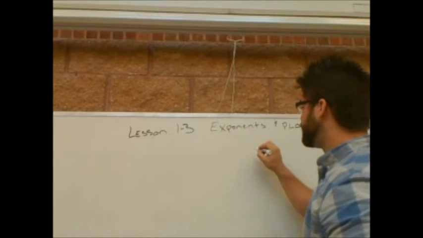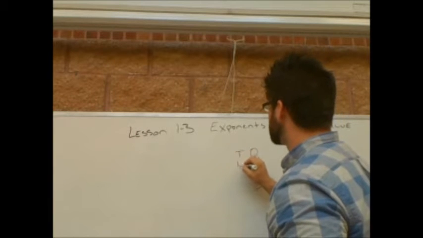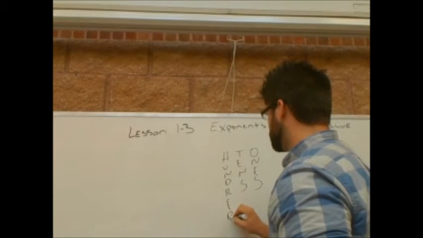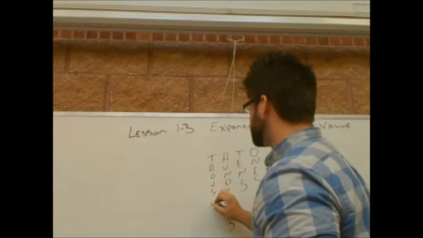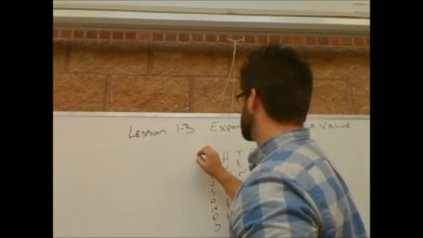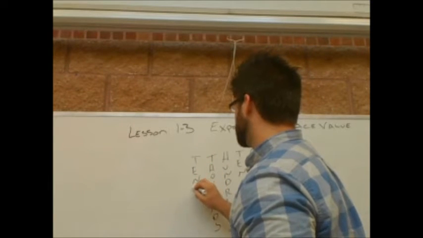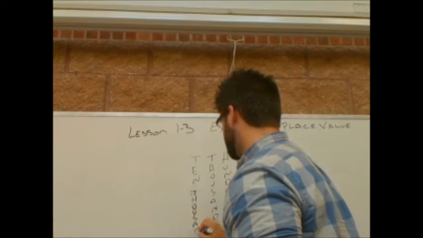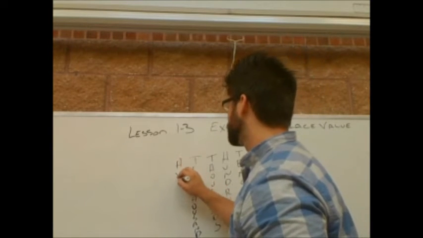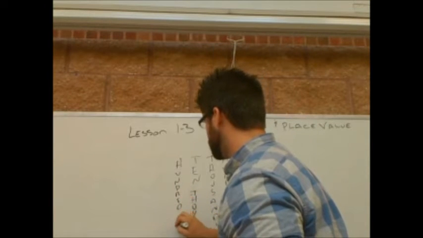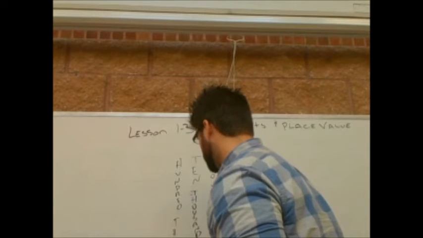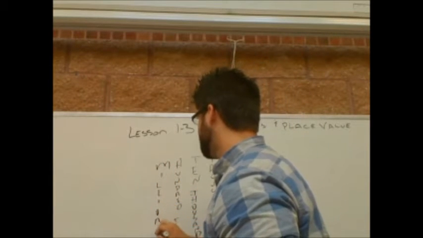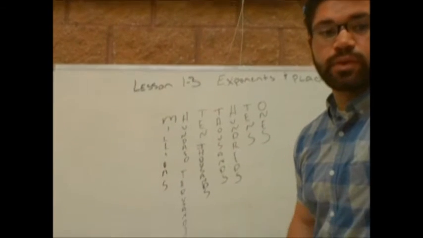So if we look at our place values, we have ones, tens, hundreds, thousands, ten thousands, hundred thousand, and then we'll end with billions. Okay, so let's fix this a little bit for you there.